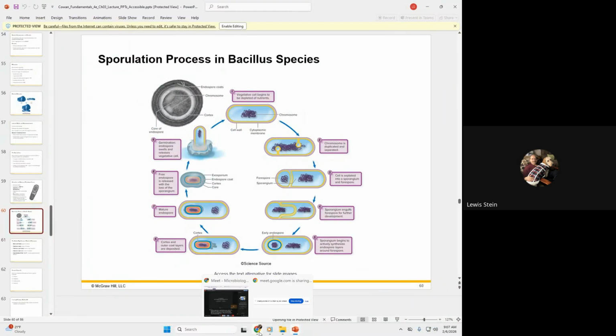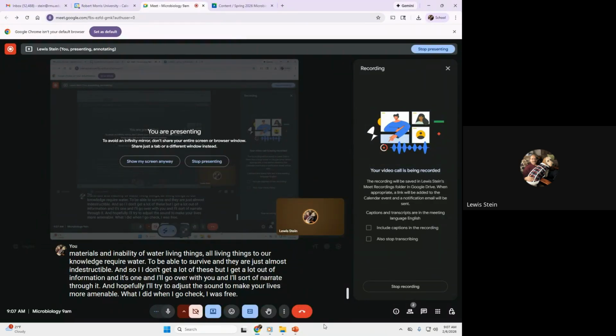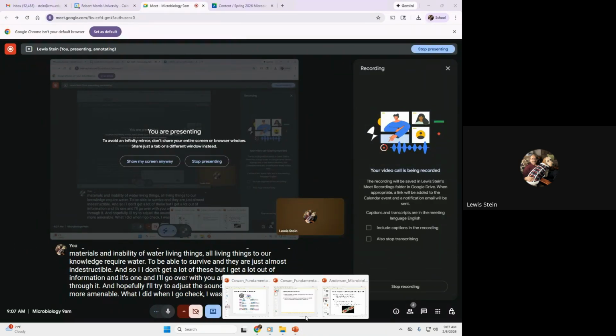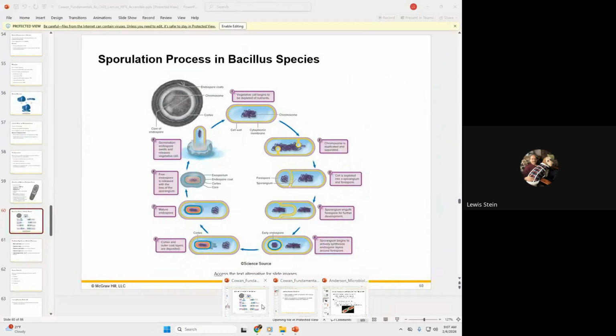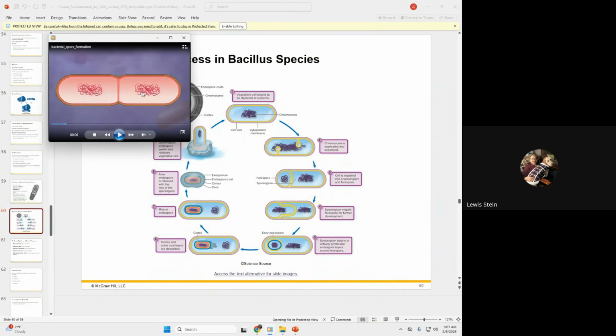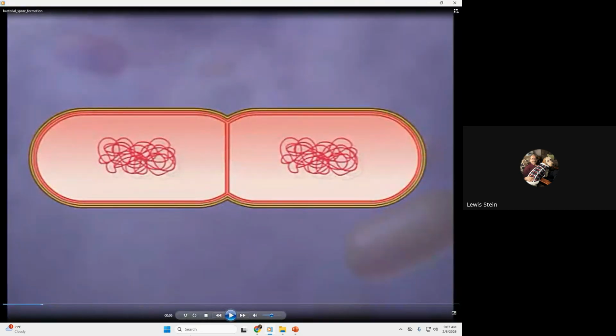Wait a minute, I got to check. I did start. So my wife tells me, and we'll look at that picture in a second. Here is this. So those are bacteria. So let's go from there.